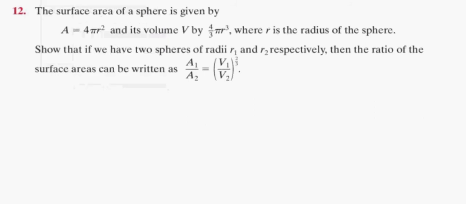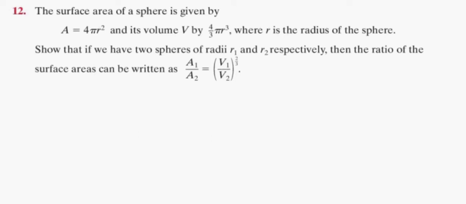So, the surface area of a sphere is given by the following formula: A equals 4 pi r squared. And its volume is 4 over 3 pi r cubed, where r is the radius of the sphere. Show that if we have two spheres of radii r1 and r2 respectively, then the ratio of the surface areas can be written as A1 over A2 equals V1 over V2 to the power of 2 over 3.